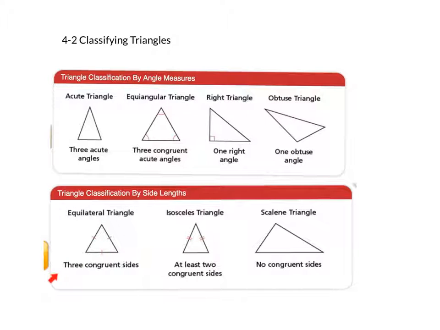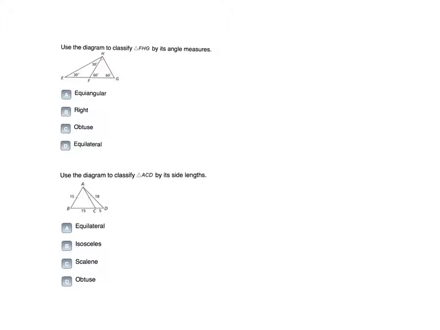For the side lengths, if it's equilateral, all three sides are congruent, as denoted by the congruent tick marks here. Isosceles triangle, at least two congruent sides, and a scalene triangle has no sides congruent. Here are two examples of classifying by angles or sides. So take a minute and try this, pause it, and I'll give you the answer in just a minute.